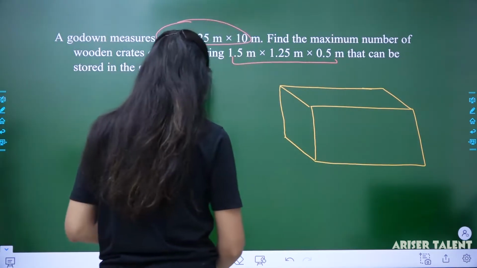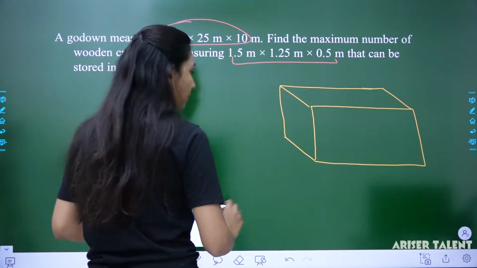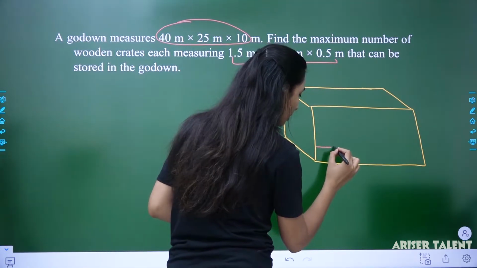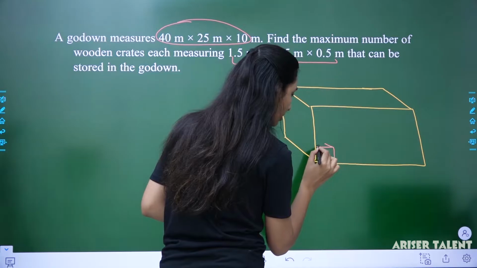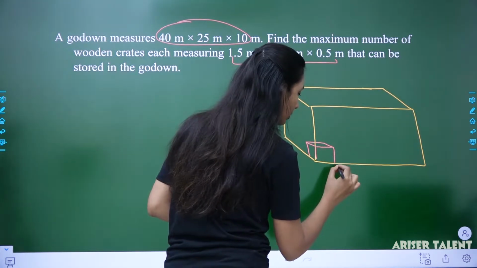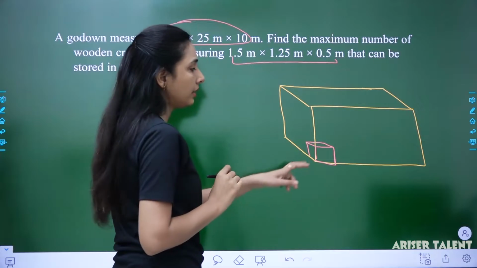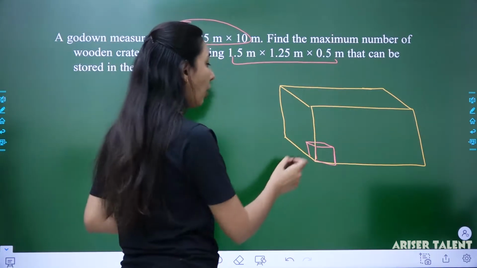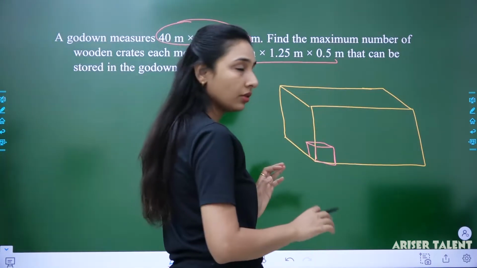Right? Okay. Now you have to fit some boxes in it. The dimension of one box is given. Now, how many boxes can fit in here? Okay.